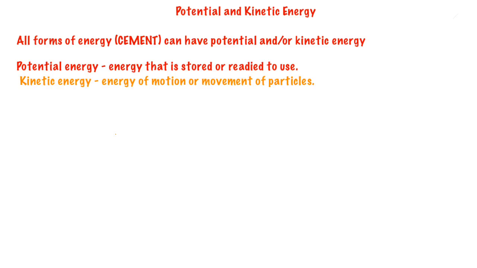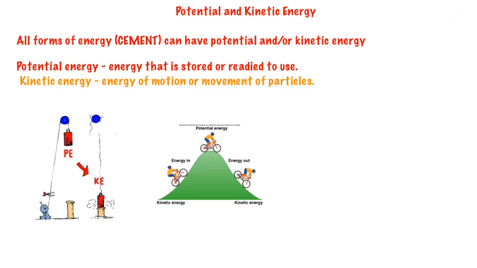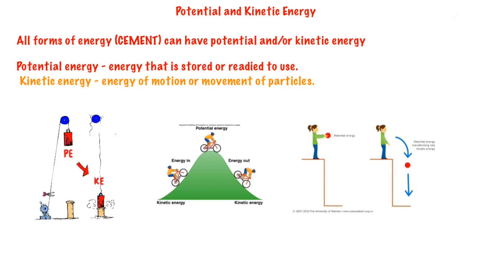Potential and kinetic energy. All those forms of energy that we've been going over, that chemical, electrical, mechanical, electromagnetic, nuclear, and thermal, all of those have potential and/or kinetic energy. Potential energy is energy that's stored and ready to use. For example, in this first picture, the potential energy is at the top. Okay? It hasn't been moving yet. It's very high and it has the potential to drop.